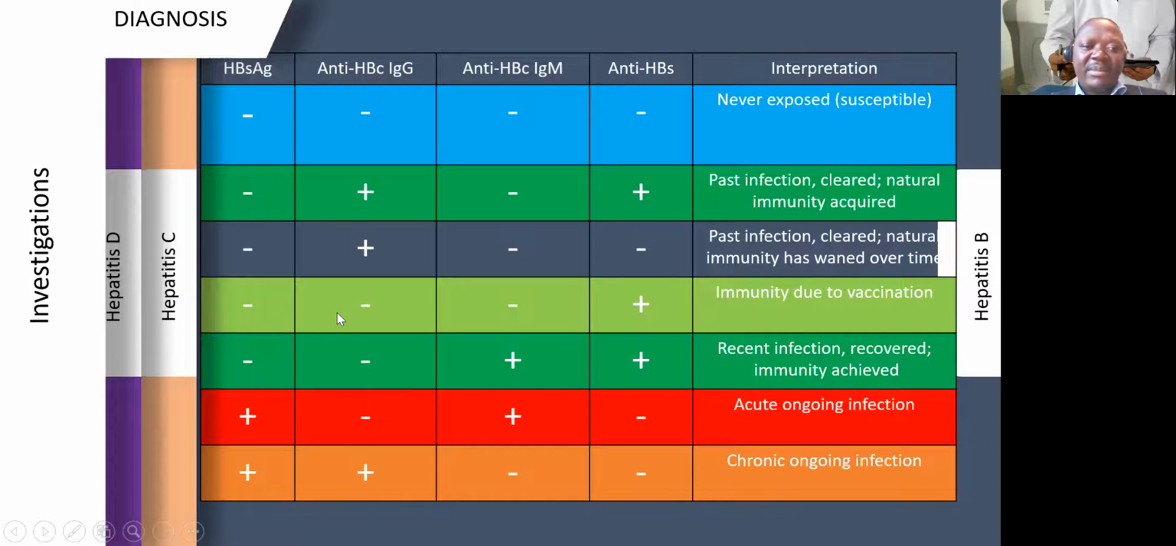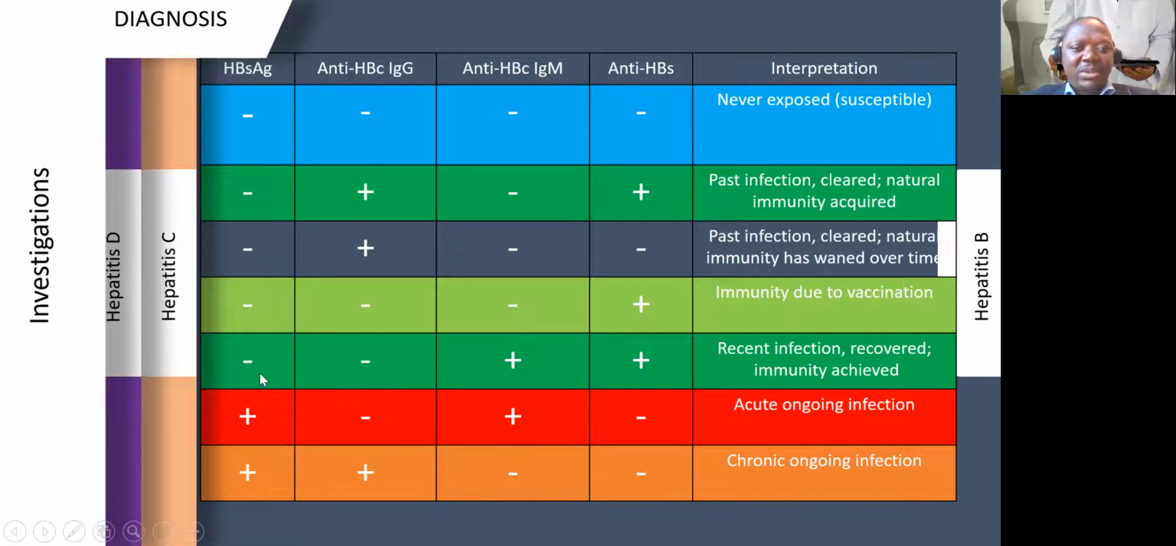The fourth line is the surface antigen is negative. The antibodies are present. The anti-HBs is positive. So you have immunity, but this immunity was acquired from vaccination, okay? So this is very important that if this is present, then you recognize and are able to interpret that.